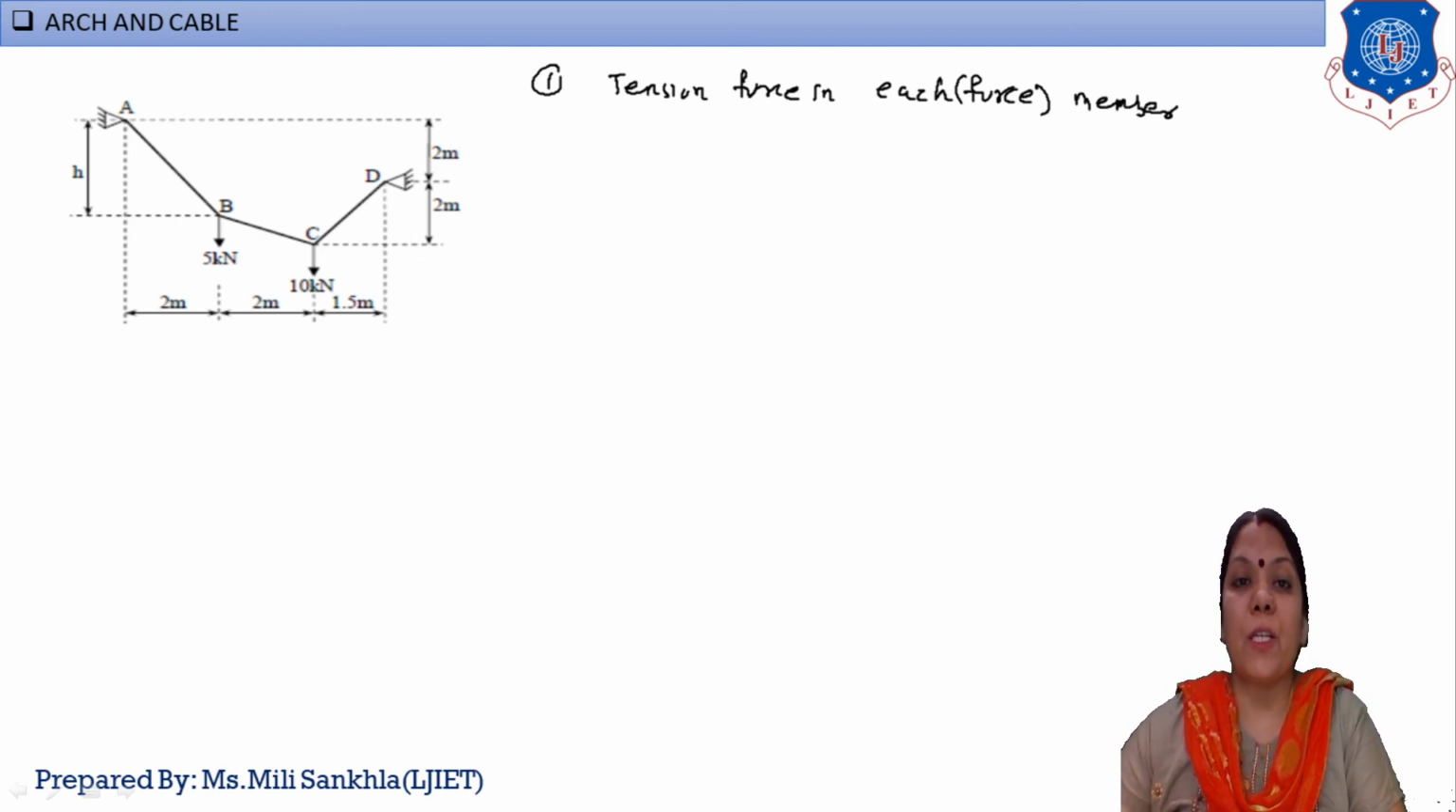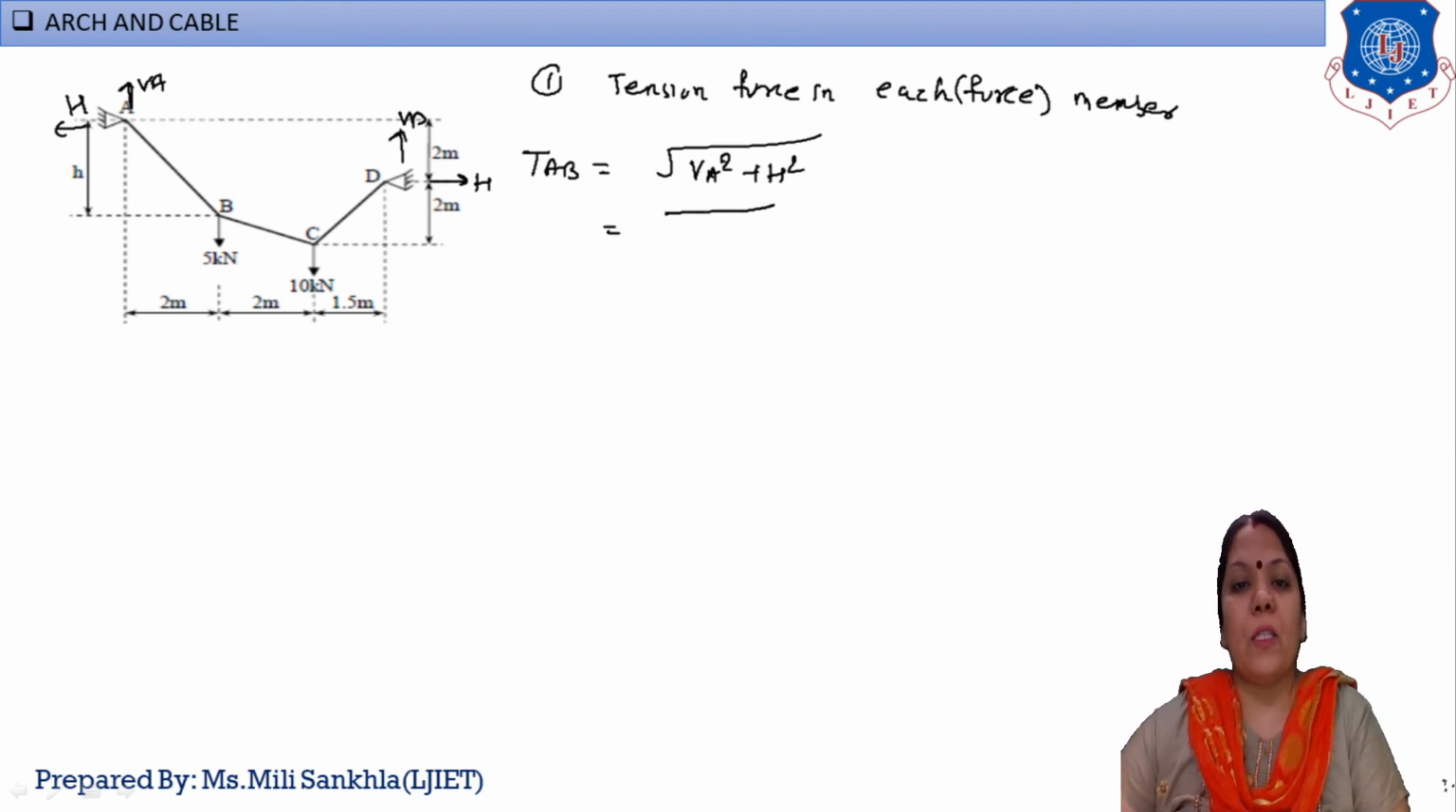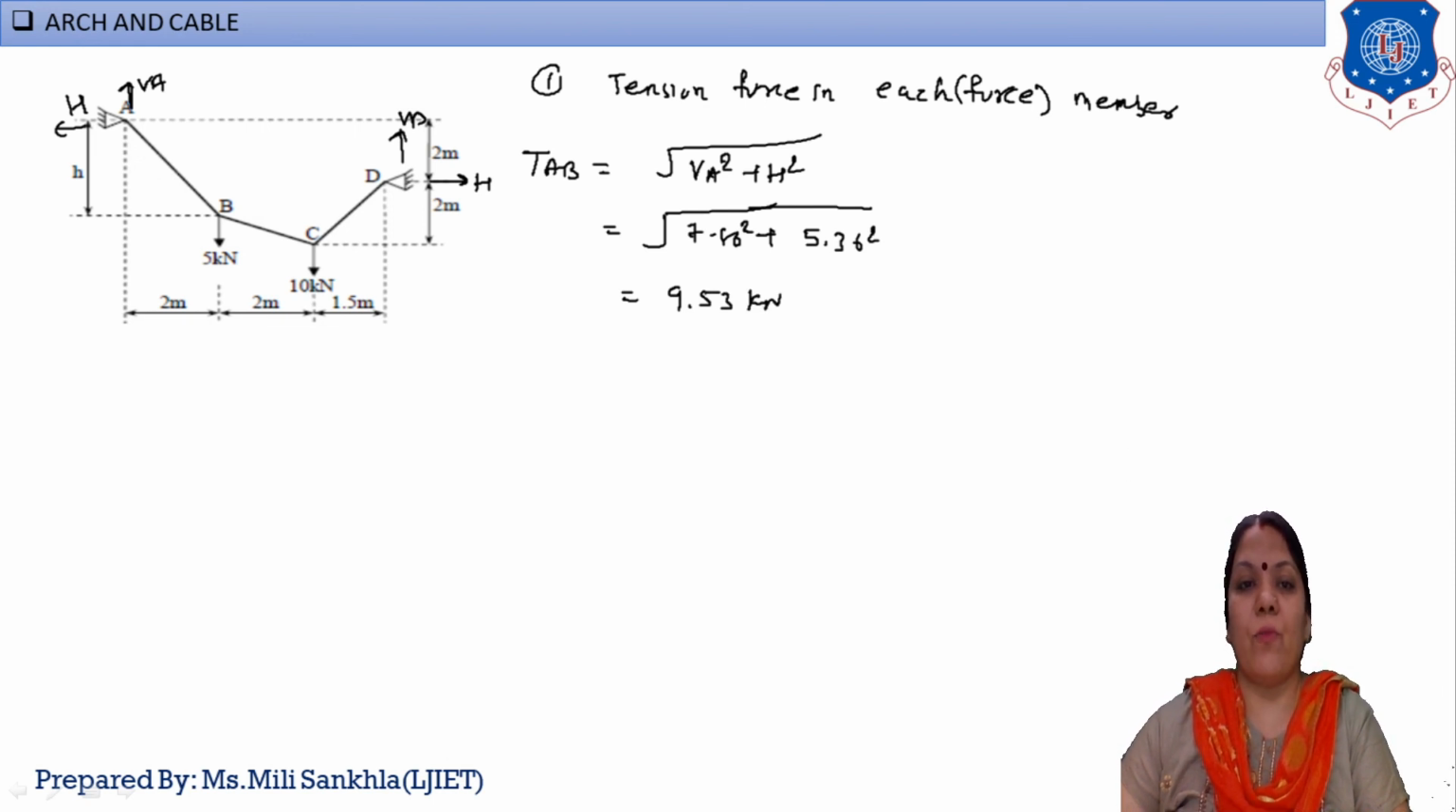Now our first member is TAB. TAB is equal to the square root of VA square plus H square, the first nearby reaction is VA and the second is H. Same here at this point, H and VD. Now VA we found 7.86 square and H we found 5.36 square. TAB we find 9.533. This is our first tensile force TAB.